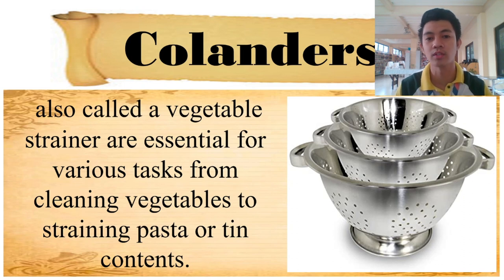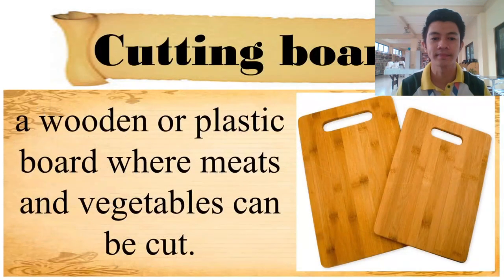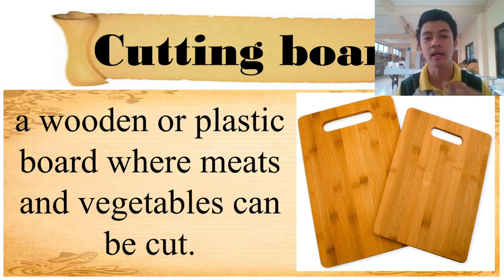And that's the main purpose of a colander. Next, cutting board. A cutting board is a wooden or plastic board where meats and vegetables can be cut. It is a wooden or plastic device used as a flat surface on which foods are cut.